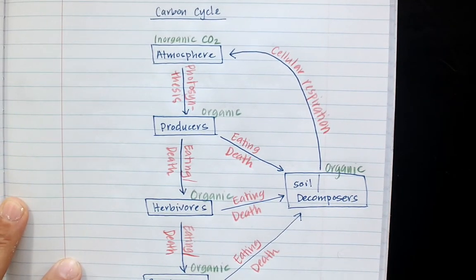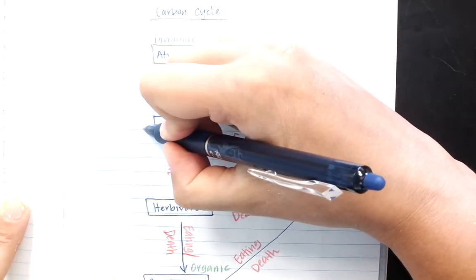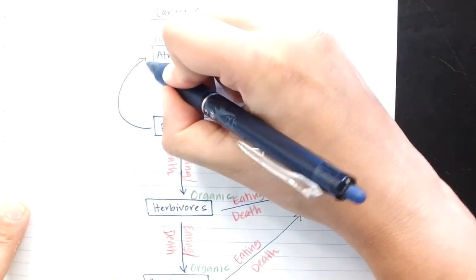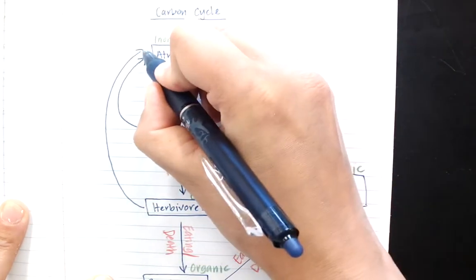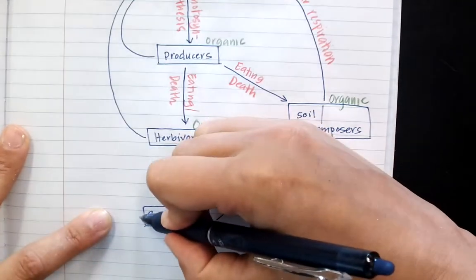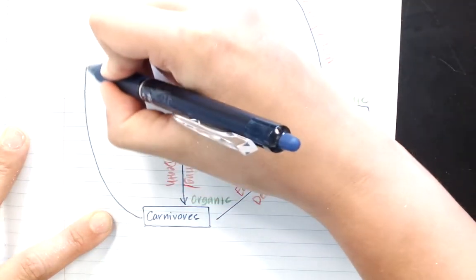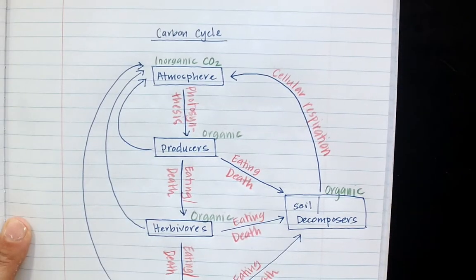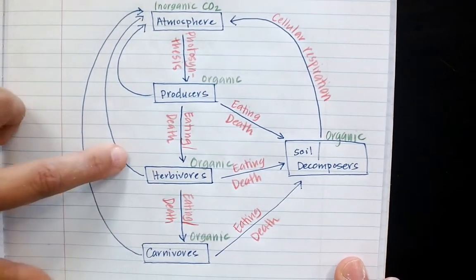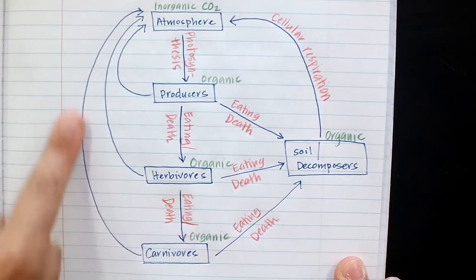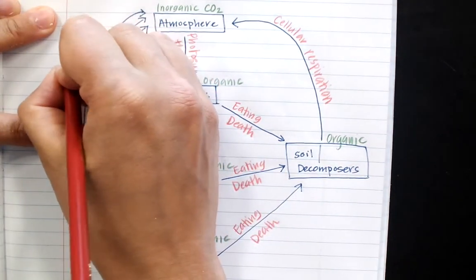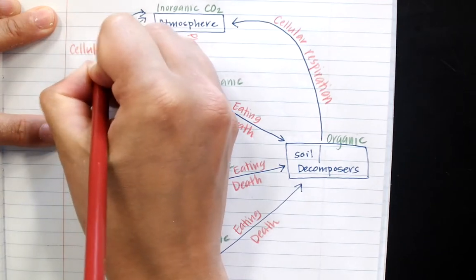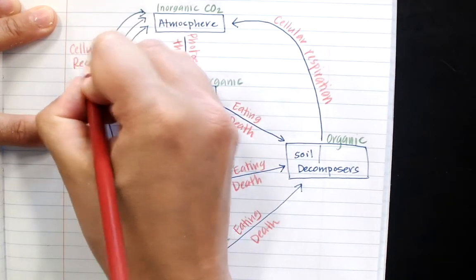Okay, we're almost done. Our producers are also going to be releasing some CO2, and our herbivores are going to be releasing some CO2, and our carnivores are also going to be releasing some CO2. So all three of these are going to be releasing CO2 back into the atmosphere, because all three of these things also do cellular respiration.